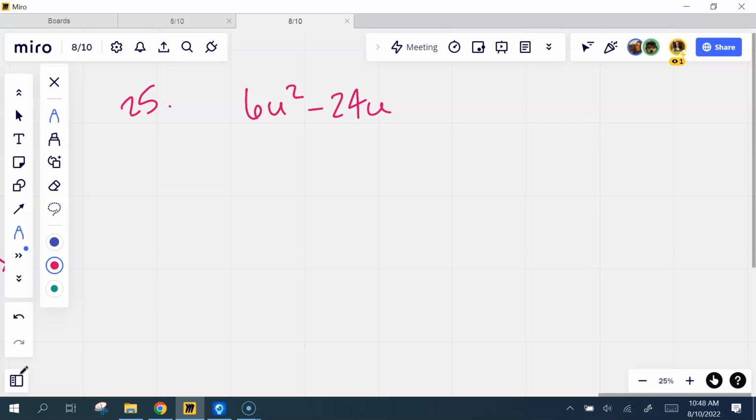What's the GCF? What's left? That is all I can do. I can do nothing else. Factoring out a GCF is your most basic form of factoring, and sometimes that's all you can do.